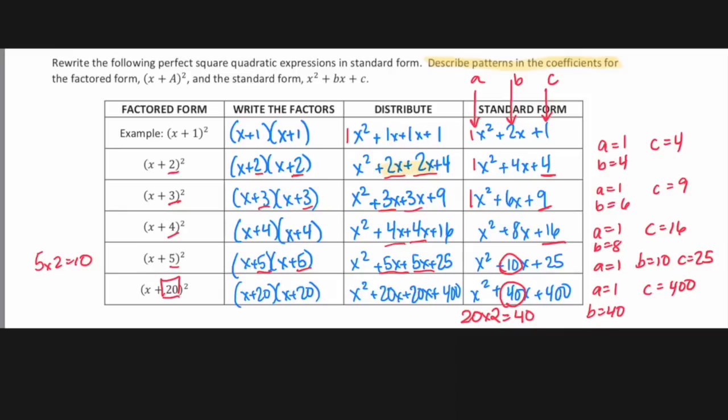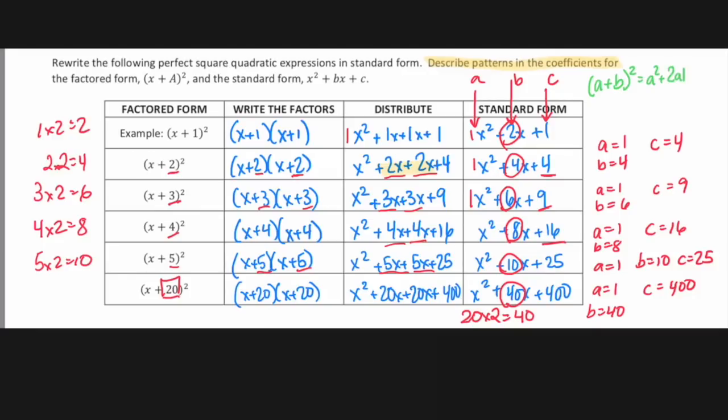What is 5 times 2? That's 10. 4 times 2, that's 8. 3 times 2, that's 6. So another pattern that I've noticed is if you multiply the factor in the factored form times 2, you will actually get the B coefficient in standard form. So I've discovered 2 really huge patterns that are going to help us as we move forward with this new way of solving a quadratic equation.